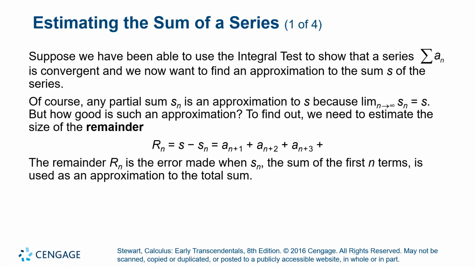So to figure that out, we need to look at something called the remainder, capital R sub n. Capital R sub n is just basically your error. So R is S minus Sn. So S is the actual sum of the series and Sn is the partial sum. So that remainder, S minus Sn, is shown to be a_{n+1} plus a_{n+2} plus a_{n+3} and so on. So the remainder R is the error made when Sn, the partial sum, the sum of the first n terms, is used as an approximation to the total sum.